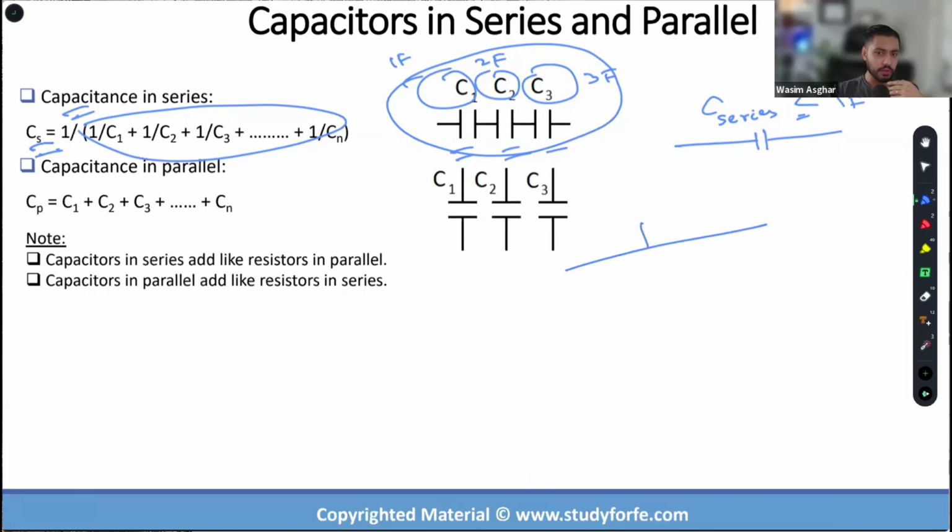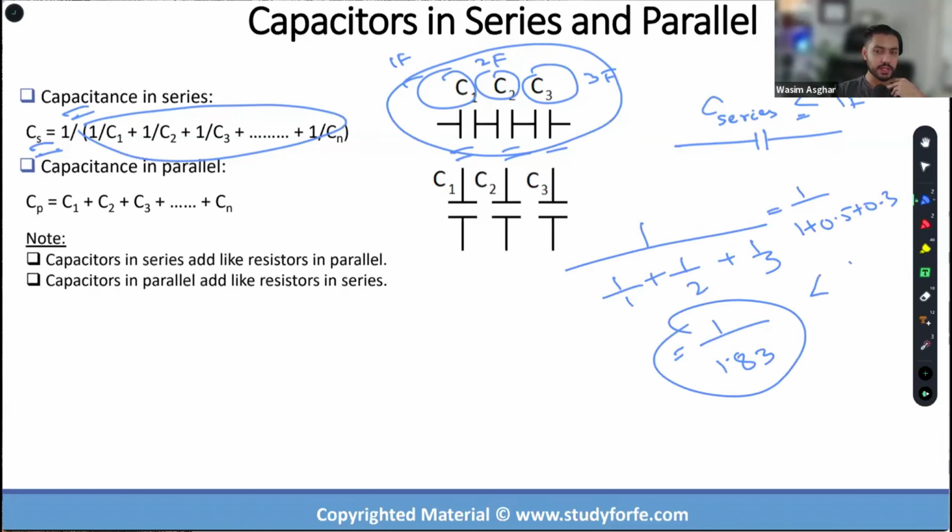So if you want to try it out, it's going to be 1 divided by 1 plus 1 divided by 2 plus 1 divided by 3, right? So what do we get? It is going to be equal to 1 divided by 1 plus 0.5 plus 0.3. So this is 1 divided by 1.83. And you can already see that this number is going to be less than 1. Does it make sense? Okay, that's how the capacitors act in series, their effective capacitance.